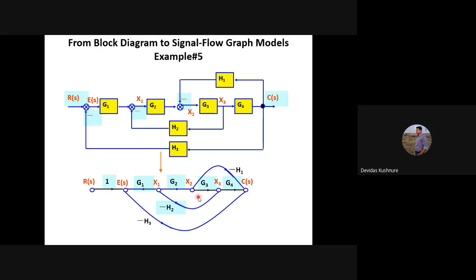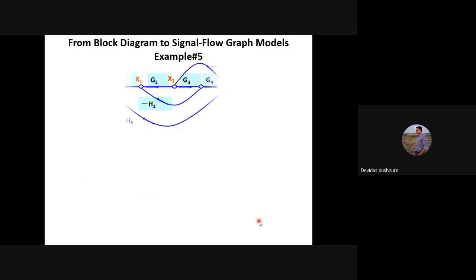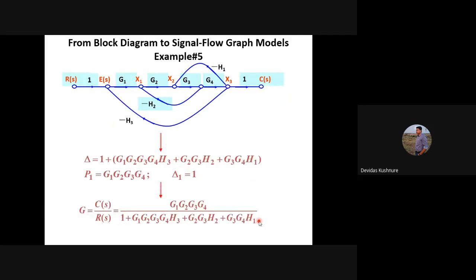Now we can see how many forward paths we have. We have only one forward path. How many individual loops we have, that we have to check. So you can see this is the formula. We have 3 individual loops. By solving this, we have only one forward path, so delta 1 is equal to 1 because all the loops are touching this path. Fine. And if I put everything in, this is P1 delta 1 divided by delta. So delta is like this. By solving it, we can get delta in this way.